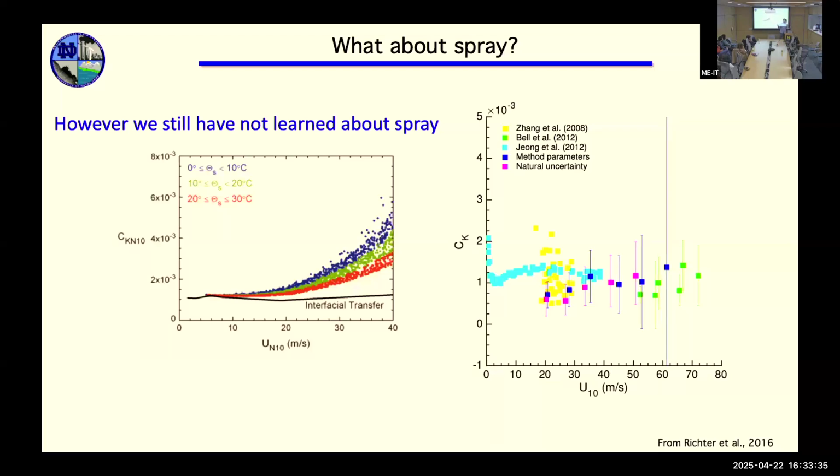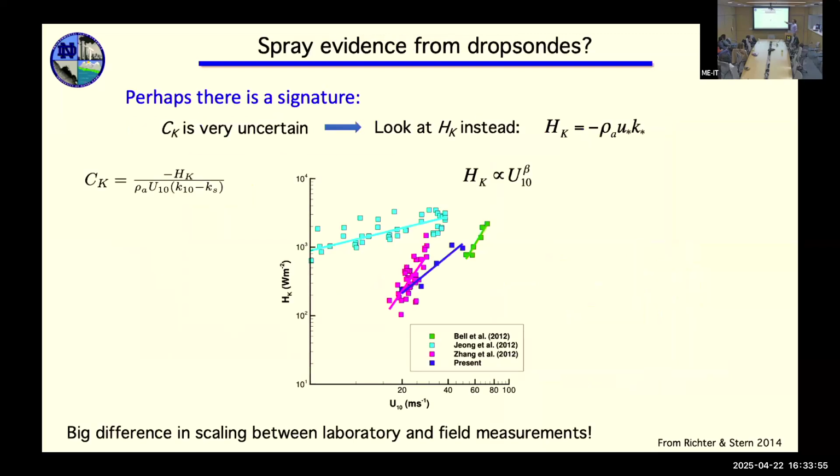But if you bust up the surface into a whole bunch of suspended droplets, that's a whole lot more surface area with which to transfer heat and moisture. That's the basis on which this model's designed, and I'll get into that in just a minute. But again, there's not much evidence of this. Using this method of fitting log profiles, we said, wait a second. CK itself is quite uncertain because we don't know what the surface condition is. Why don't we actually look at HK, the actual flux itself?